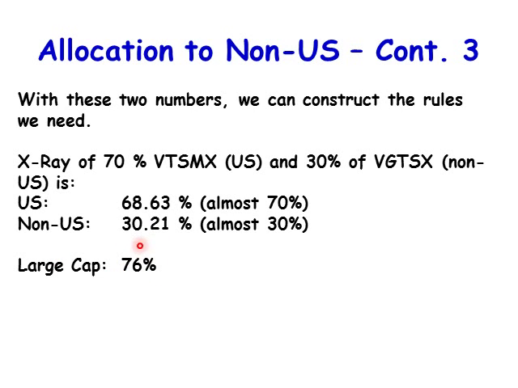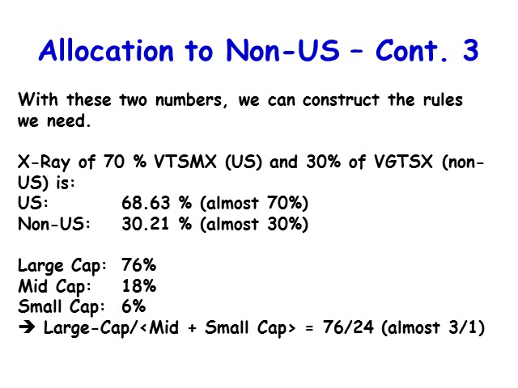Large cap was 76%, mid cap is 18%, and small cap is 6%. So that gave me a ratio of large cap to mid cap plus small cap of 76 to 24, which is almost 3 to 1. So we'll design our portfolios to have a 70-30 allocation, 70% to US, 30% non-US, and large cap to mid cap plus small cap at a ratio of 3 to 1.